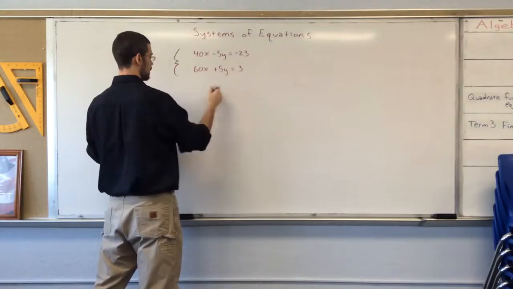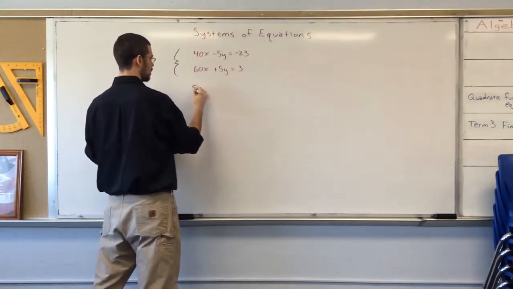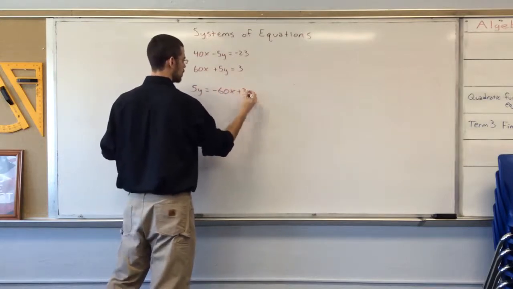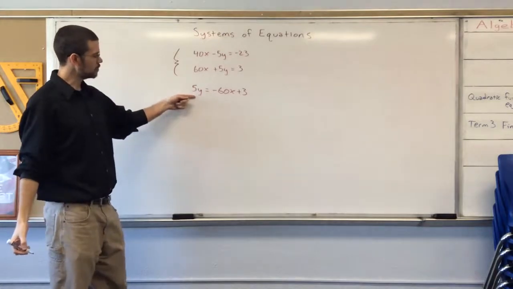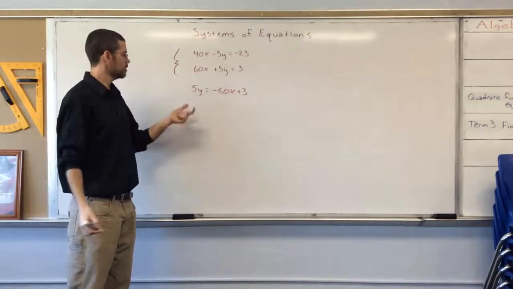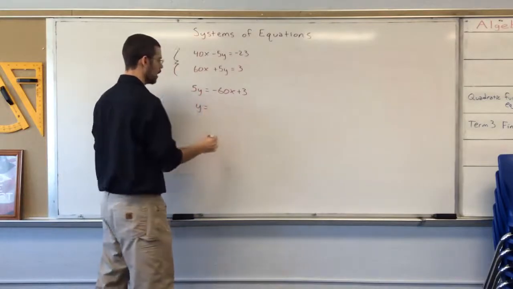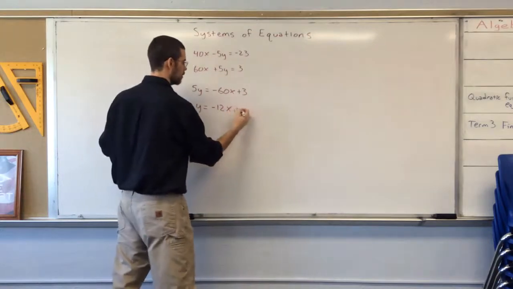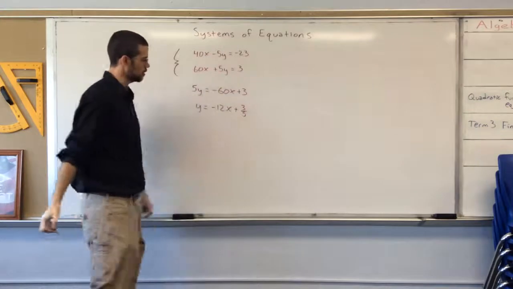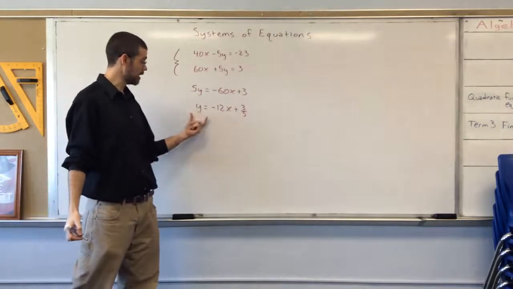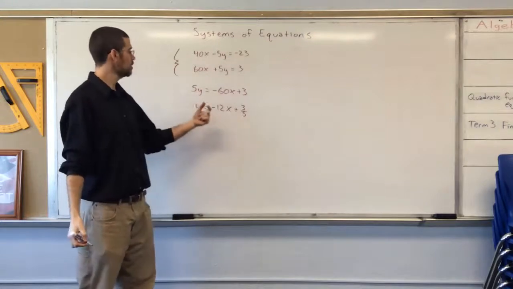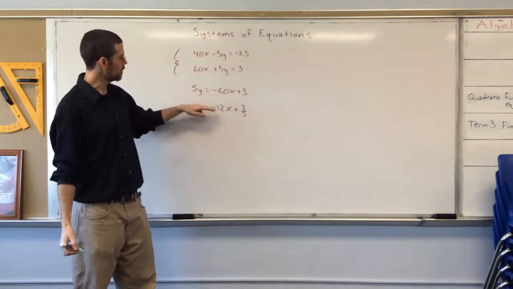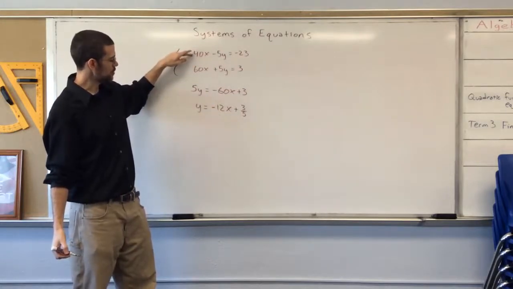So we'll move 60x to the other side by subtraction. That'll leave us with 5y. And then we want to get y by itself, so we undo multiplying by 5, divide by 5, leaves us with y. Negative 60 divided by 5 is negative 12, and 3 divided by 5 is 3/5. All right, so now we have this equation where y equals this expression. So we can take this expression and substitute it for y anywhere we want. We want to do that in the equation we didn't use to find this equation.